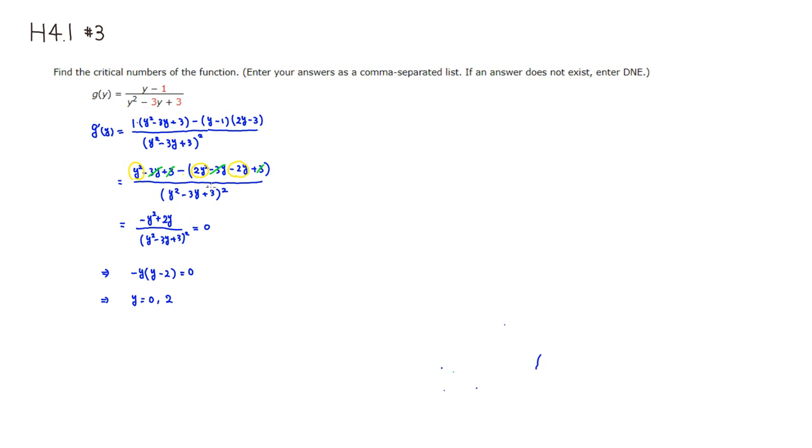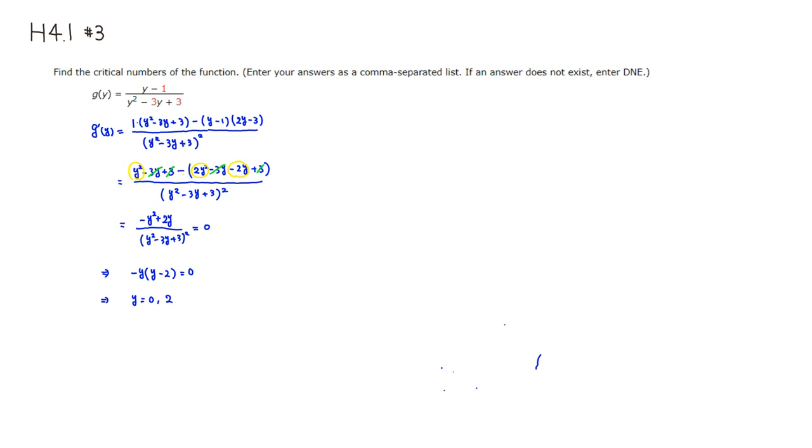The derivative might not be defined when the denominator equals 0, but this is essentially the same denominator, just squared. Those values that make the denominator equal to 0 are not in the domain of the original function g, so they cannot be critical numbers. So the only critical numbers are 0 and 2.